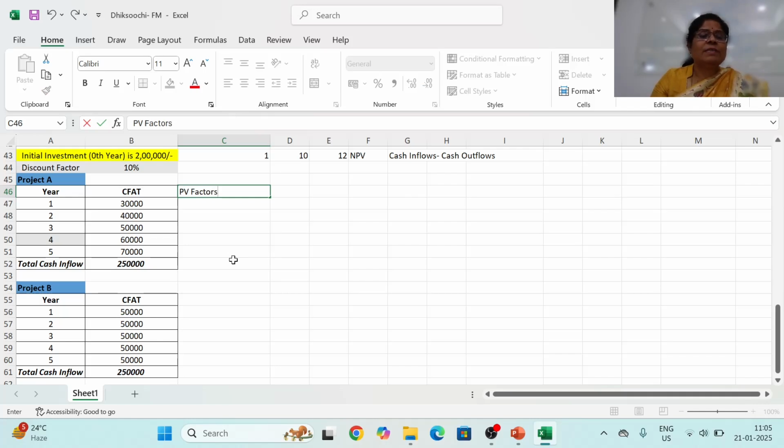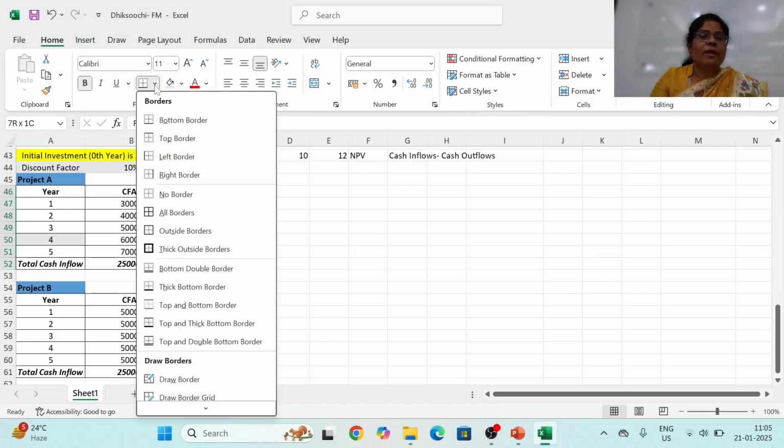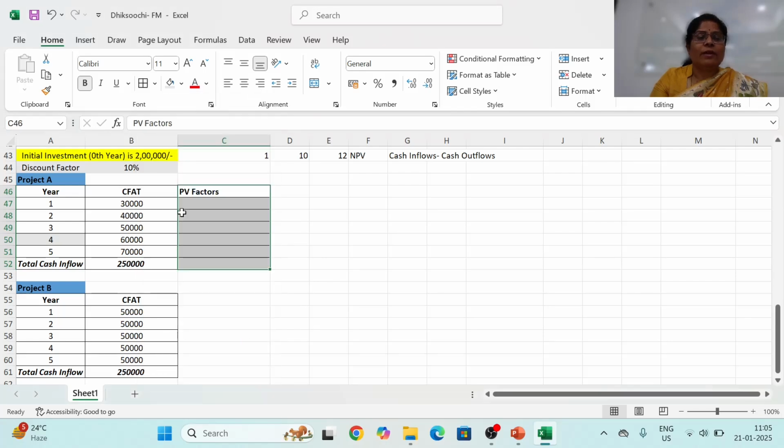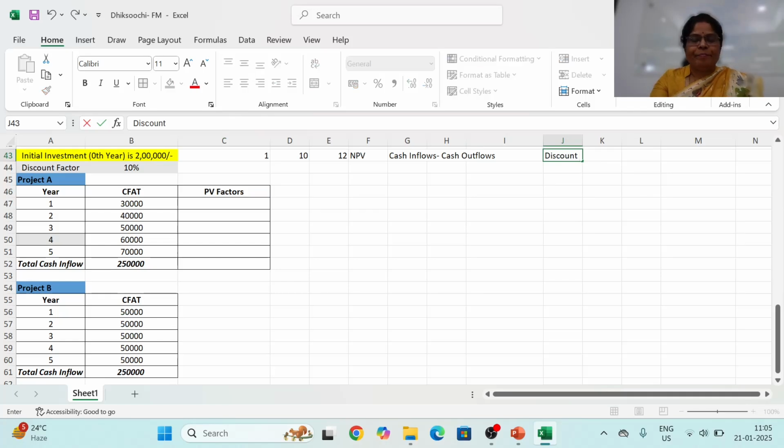How do you get these present value factors? Because NPV considers the present value, and we need to discount it, so we need the present value factors. There are two different ways of getting them. One is, if you want to calculate the discount factor, there is a formula: 1 divided by (1 plus r) whole power n.